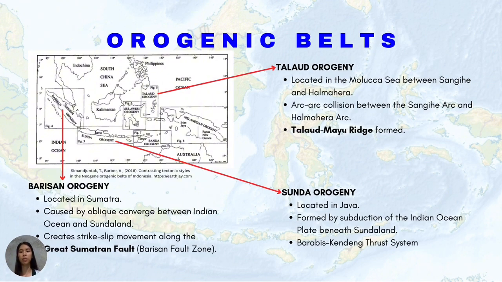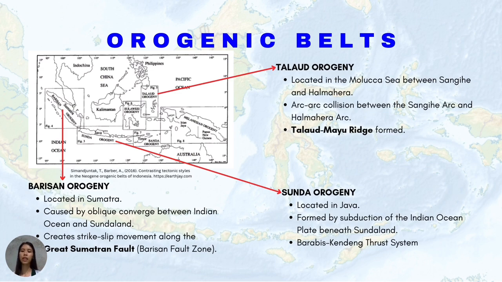Next is the Barisan orogeny. It is located in Sumatra, caused by oblique convergence between Indian Ocean Plate and Sundaland. This creates a strike-slip movement along the Great Sumatran Fault or the Barisan Fault Zone. Uplifted volcanic arc with significant geothermal and seismic activity. There are also numerous pull-apart basins like Lake Toba at the site of a supervolcano.